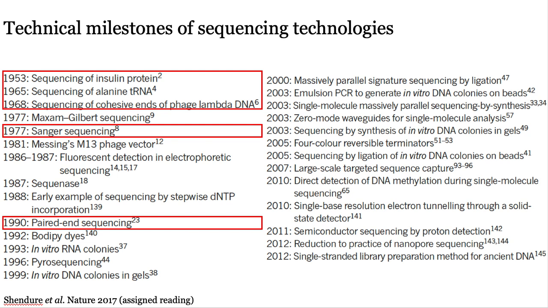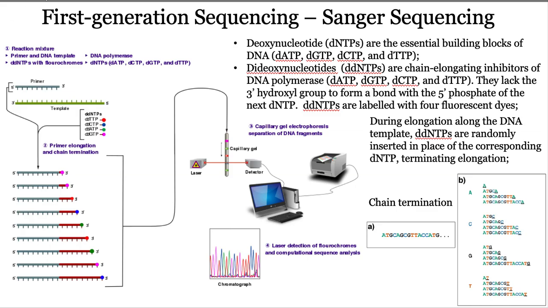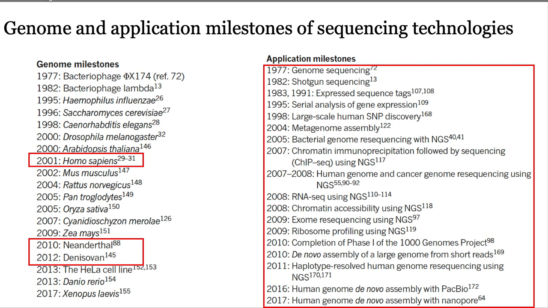The first generation sequencing technology is also called Sanger sequencing. It was named after Frederick Sanger. And before I go through that, this is a list of genome application milestones for sequencing technology. As the sequencing technology was developing, it was also applied to sequence different genomes, and not only to sequence DNA, but also DNA from different sources, like RNA, and also different kinds of DNA sequencing.